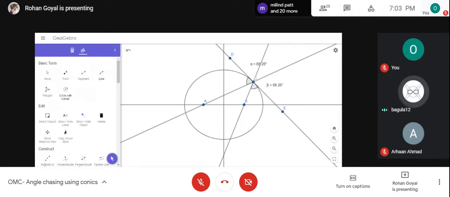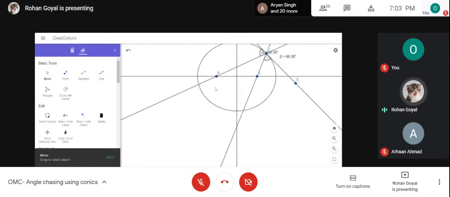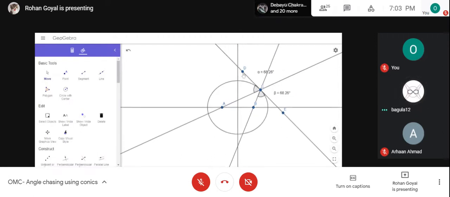D and E are any points? Arbitrary, on the tangent from C. So it does not necessarily mean DC and CE are equal. No, we are not even talking about that, it can be any point on the tangent. The angle won't change, right? Like I could move the point here, the angle is not affected.